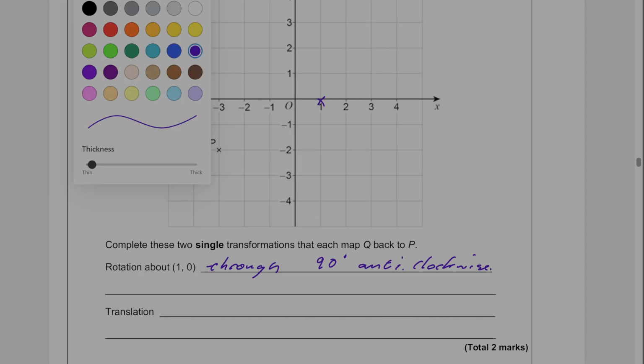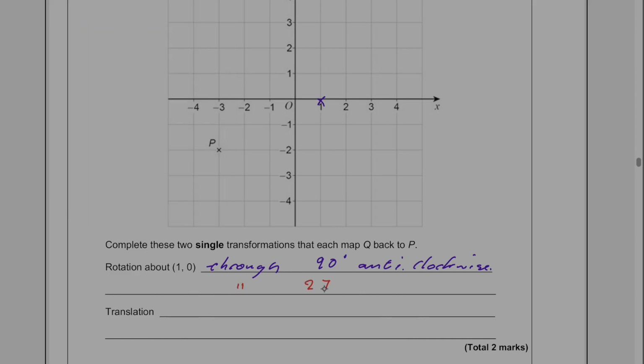I'm going to put a second version in underneath. We could say that it's through 270 degrees clockwise. That would also hold true. Right, for the second part, translation of.